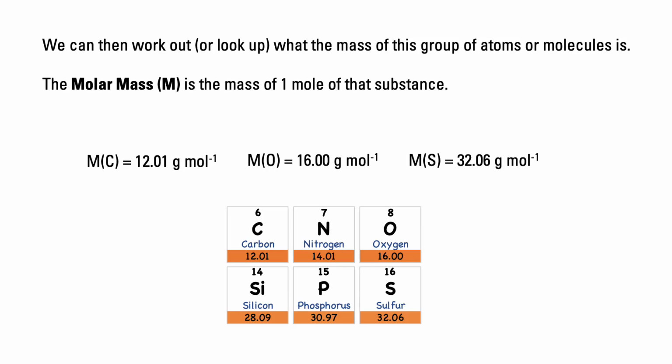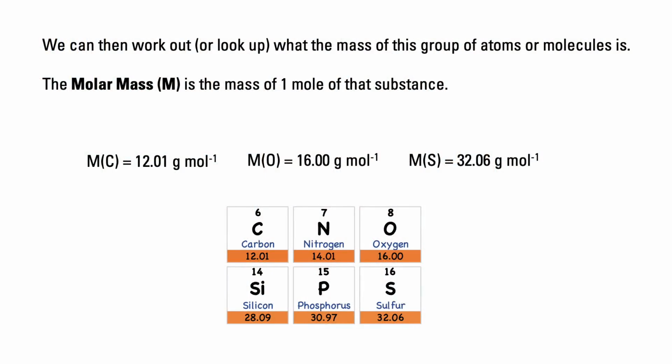But then below the C, there's a number, 12.01. And the 12.01 is the molar mass, right? That's the mass of 1 mole of carbon atoms. And so that means that if you have 12.01 grams of carbon in a test tube or something, then you can say that the number of atoms in there is 1 mole. It's 6.022 times 10 to the 23 atoms in that test tube, right?